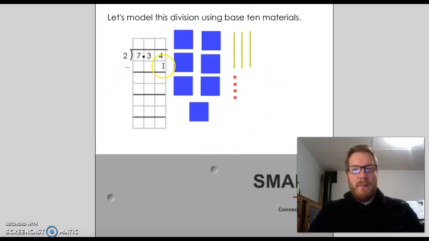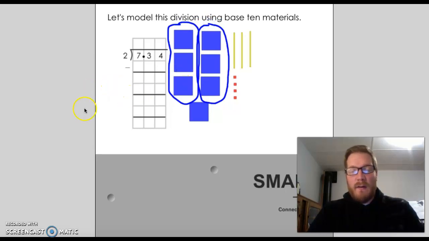Our question here is 7.34 divided by 2. I have 7.34 done out in base 10 stuff. The first thing I want to do is see if I can divide 7 into 2 even groups. Now I know I can't divide it evenly, but I can divide into 2 even groups like that. From a number perspective, I know that 2 fits into 7, 3 times.